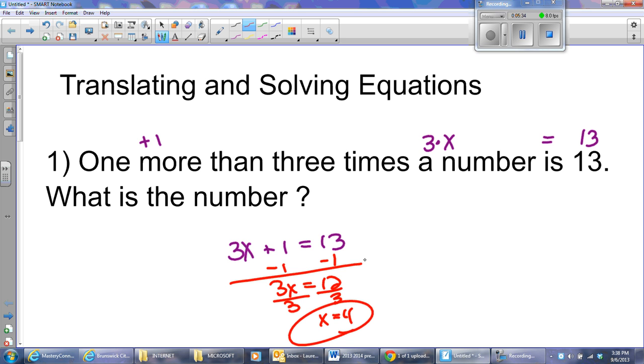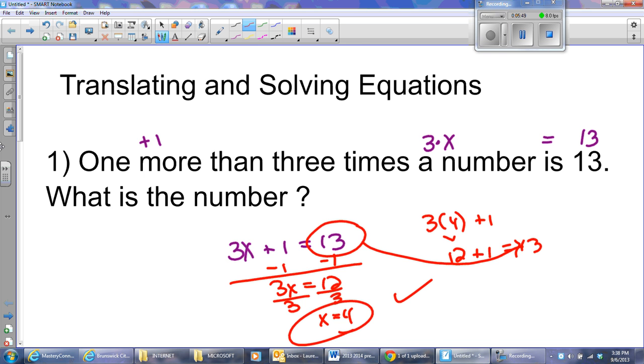Okay, now we can check our answer. We can go 3 times 4 plus 1. 3 times 4 is 12, plus 1 is 13, and look at that. That's what it's supposed to equal, isn't it? 13. So I know I did it correctly.